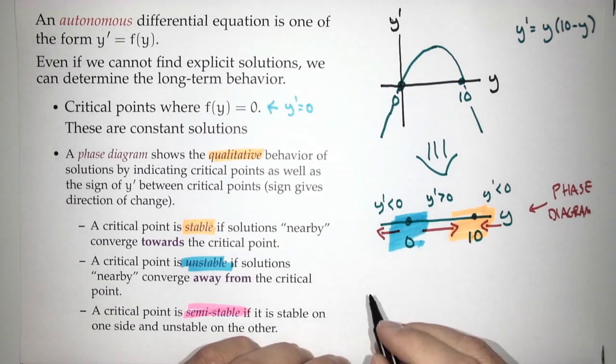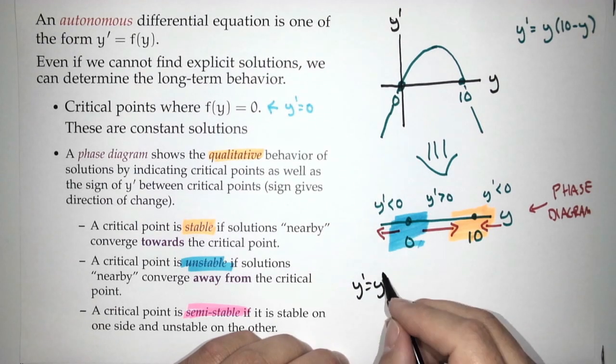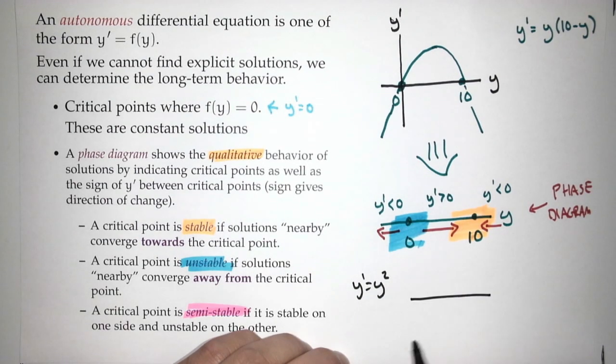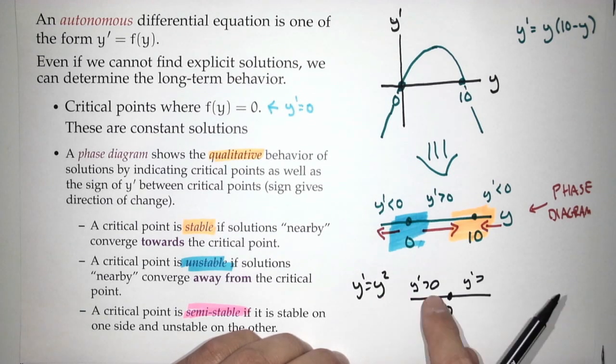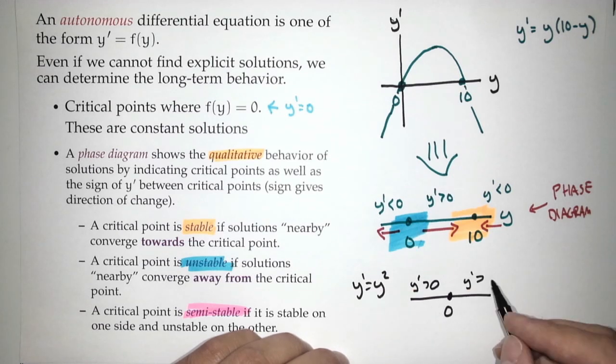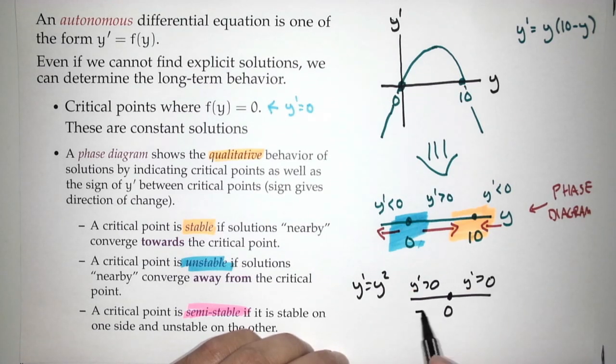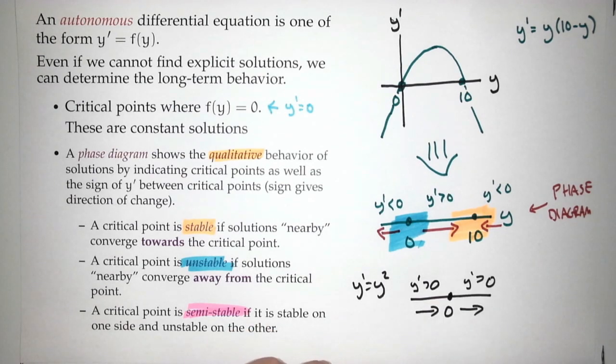No. But you can imagine you have something like y prime equals y squared. In that phase diagram, where's our critical point? It's at 0. Below 0, is y prime positive or negative? If I plug in a negative value for y, I square, so I get a positive number. If I plug in a positive value for y, I square, I get a positive number. That says we go up and we go up. So this would be something that's semi-stable.